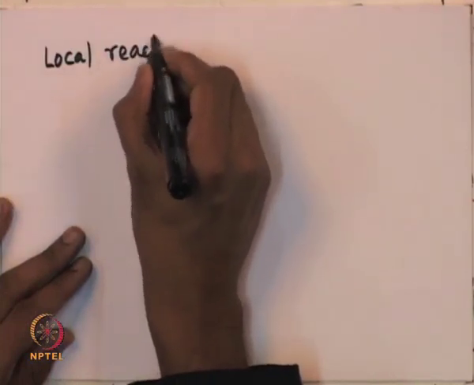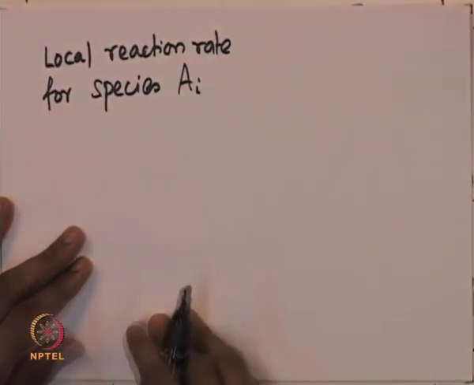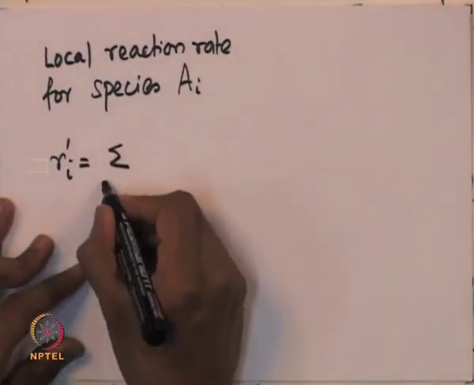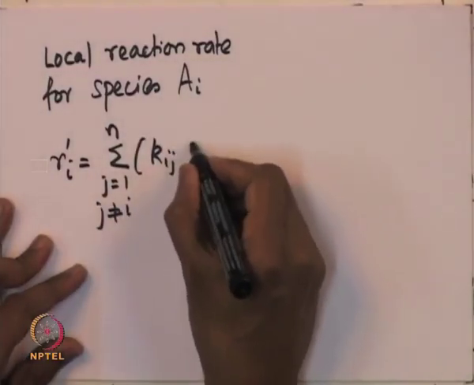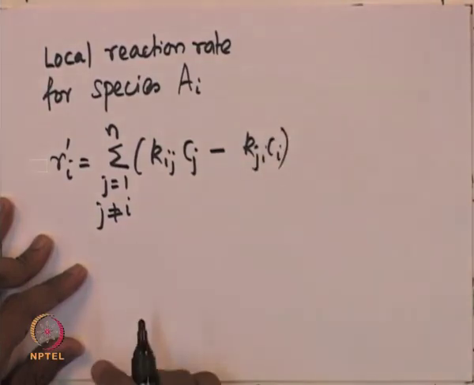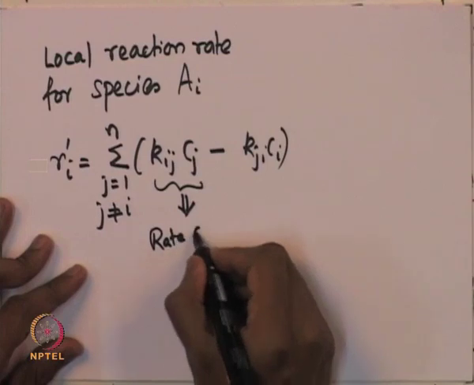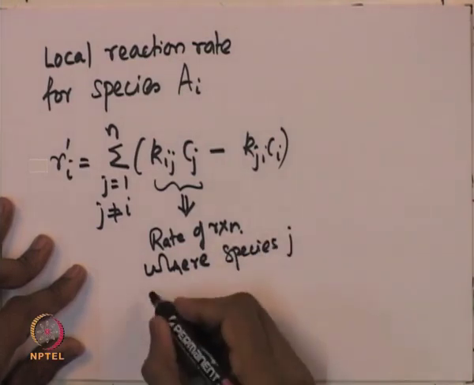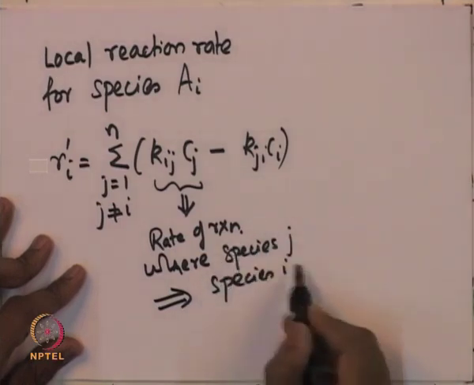Now, because it is a network of first order reactions, the local reaction rate for species A_i is given by R_i, which is the sum over j equal to 1 to n, j not equal to i, of k_ij times C_j minus k_ji times C_i. The term k_ij C_j corresponds to the rate of reaction where species j is converted to species i. Here the reactant is species j and the product is species i.